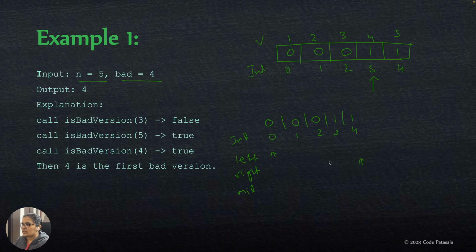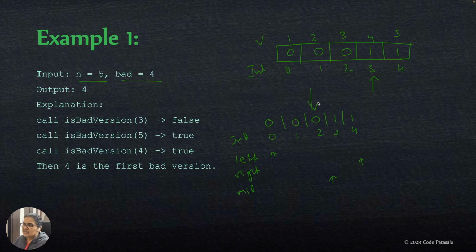Mid would be 4 plus 0 by 2, which is 2. In binary search, at mid we check if the target is less than mid or greater than mid, and based on that we move to either the left side or the right side. But in this case we are not finding a particular element, we are trying to find the first occurrence of one. So what we will do is check the midpoint.